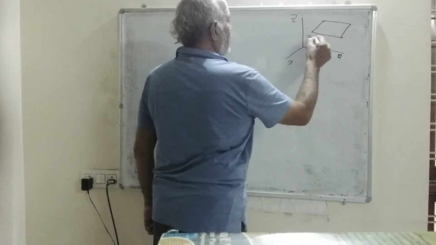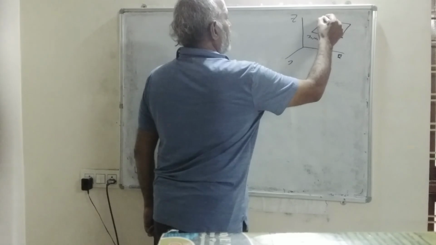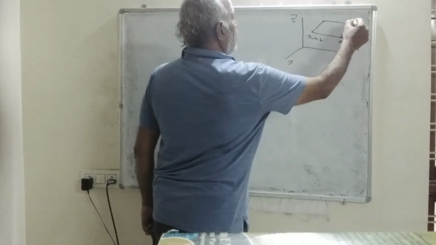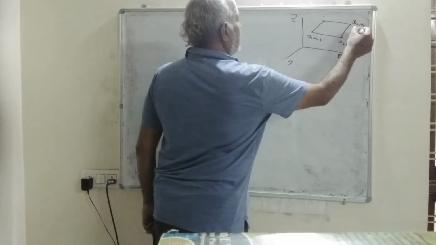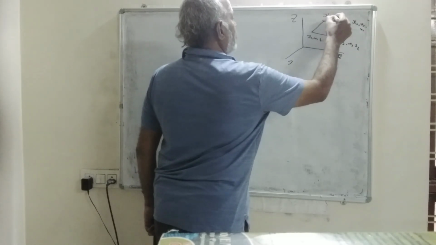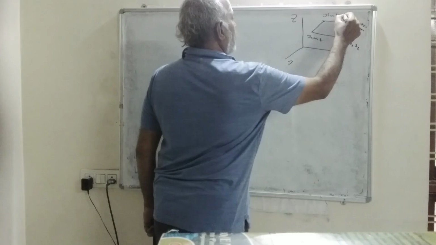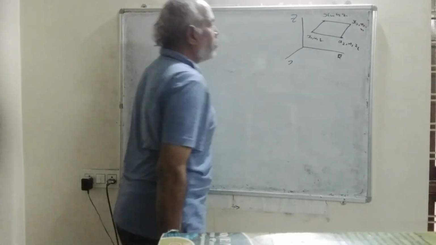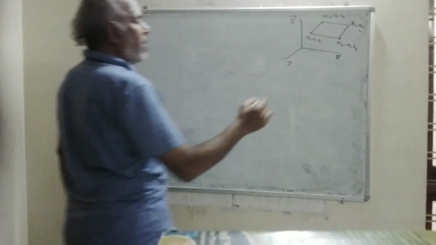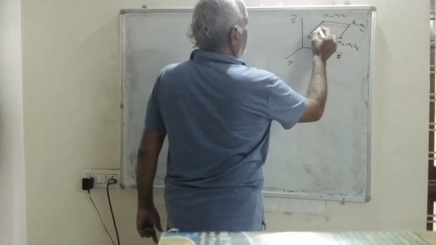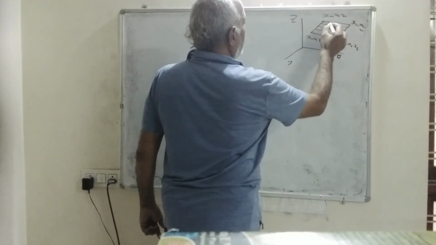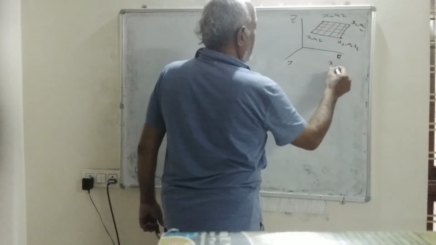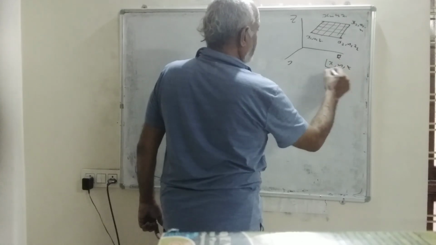That is x1, y1, z1, x2, y2, z2, x3, y3, z3, x4, y4, z4. So you are given 4 points, and between these points you are trying to generate a plane. That means you are trying to find out the x, y, and z coordinates.